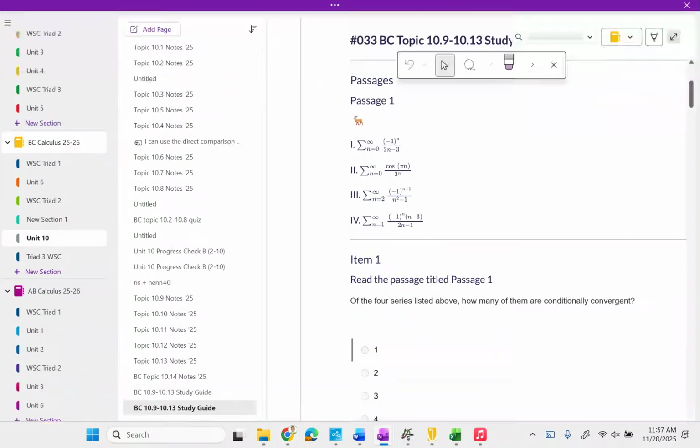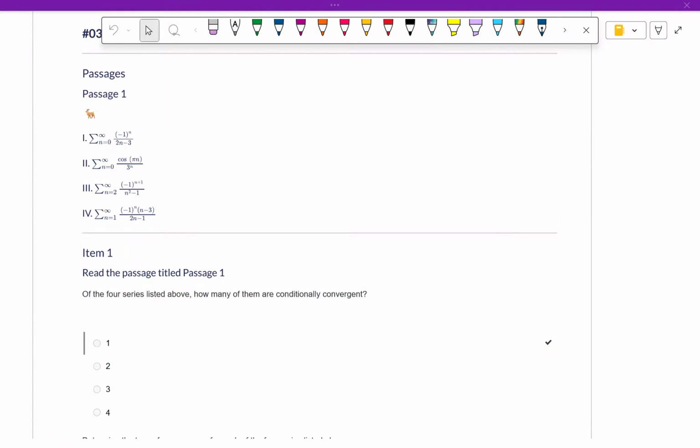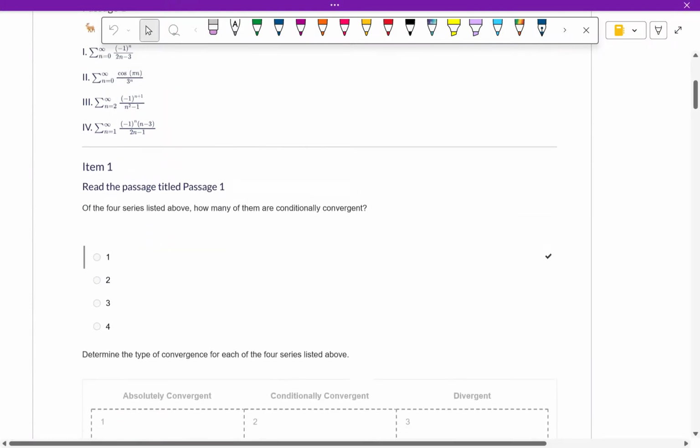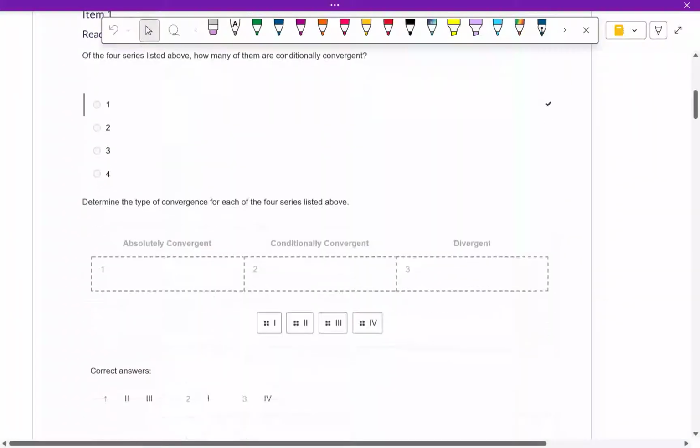Okay, so we're just going to talk about this one, and I'm giving you the rest of the time to do your study guide. I only gave you one problem because you had to do four different understandings of whether it is absolutely convergent, conditionally convergent, or divergent. It asks you how many are conditionally convergent, and then you had to categorize it.